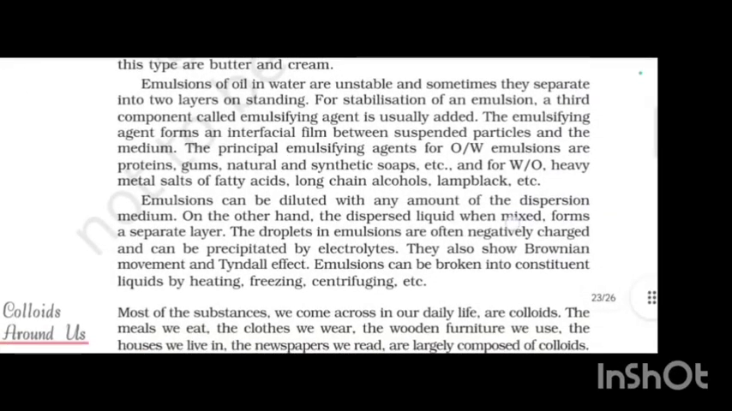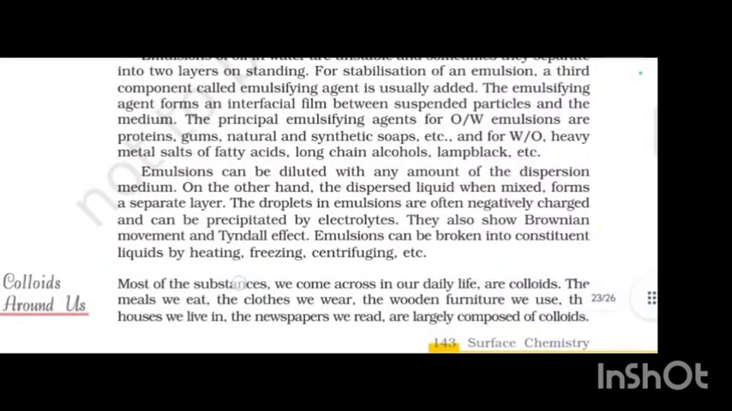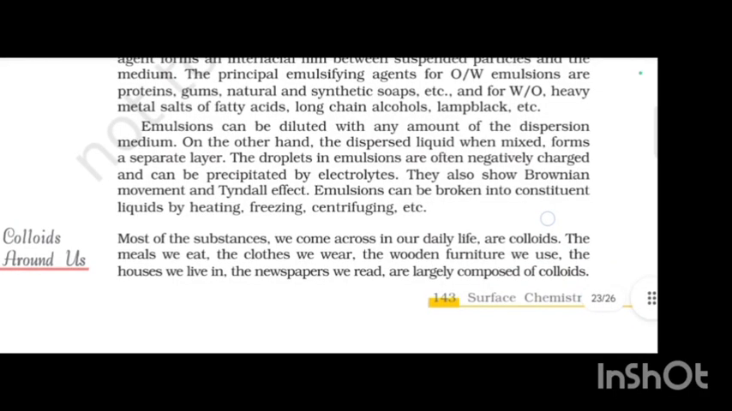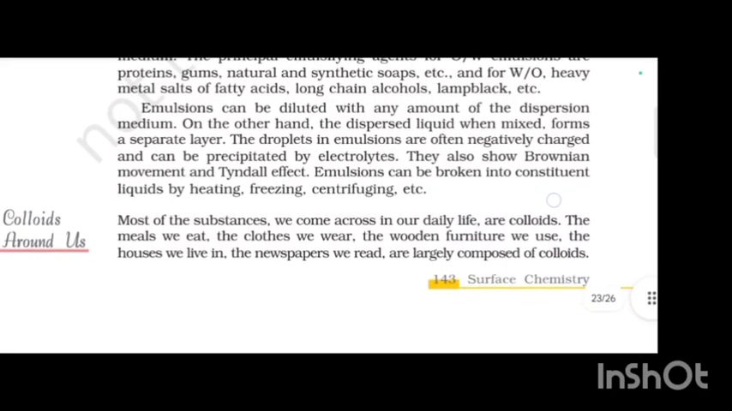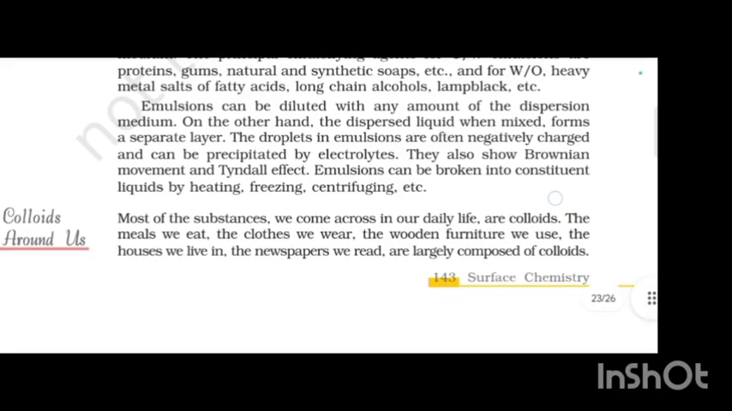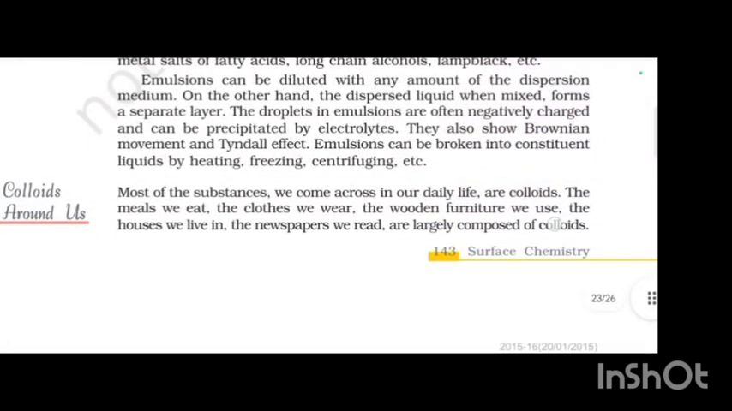Emulsions of oil in water are unstable and sometimes they separate into layers on standing. For stabilization of an emulsion, a third component called emulsifying agent is usually added. The emulsifying agent forms an interfacial film between suspended particles and the medium. The principal emulsifying agents for O/W emulsions are proteins, gums, natural and synthetic soaps, etc. And for W/O, heavy metal soaps of fatty acids, long chain alcohols, lamp black, etc.